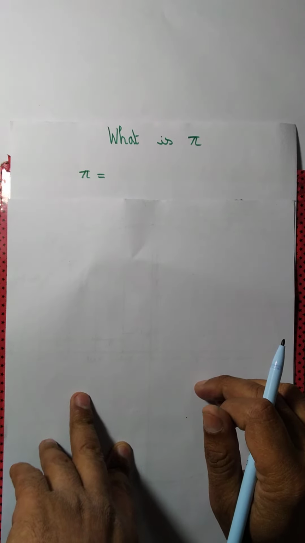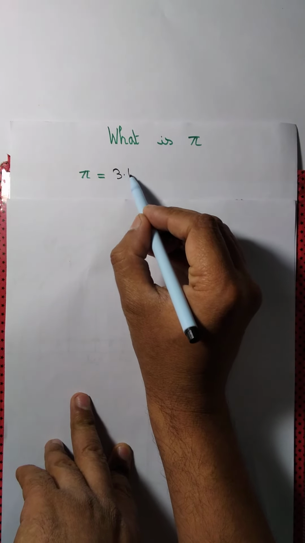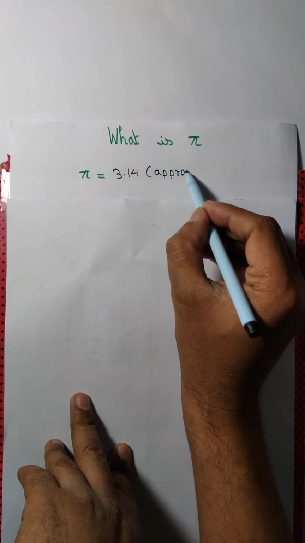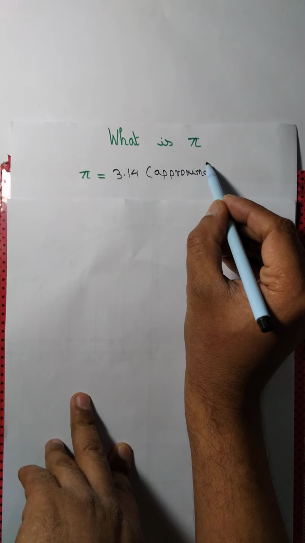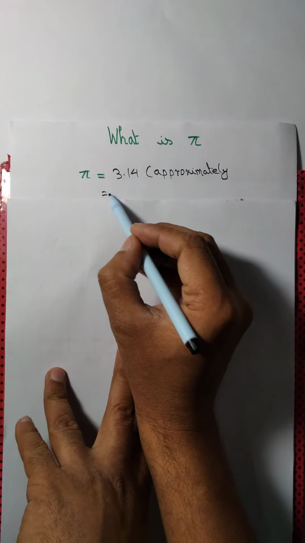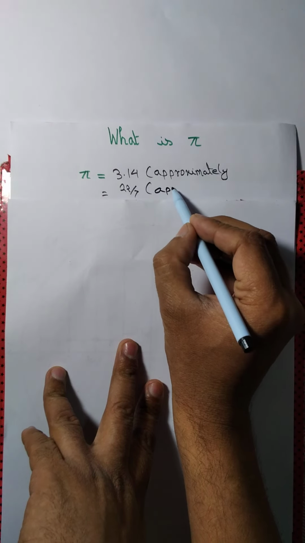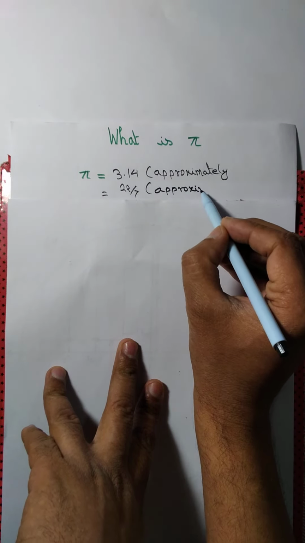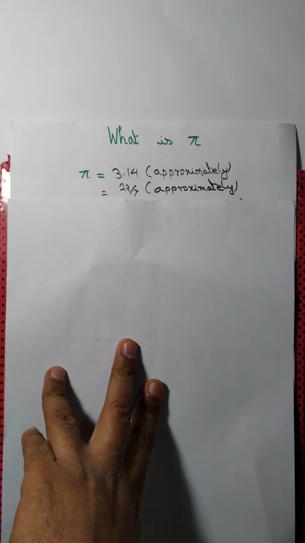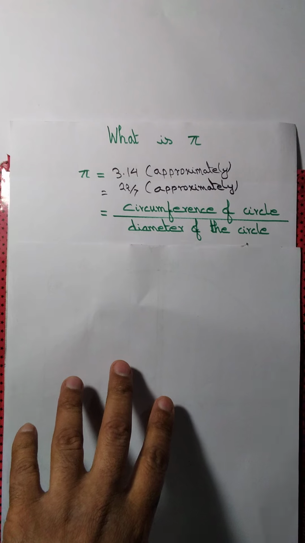Let's ask this question, what is pi? Some will say, well, pi is equal to 3.14, but they will say approximately. Others might say it's equal to 22/7. That's again approximately. So what exactly is the definition of pi? Well, it is the circumference of a circle divided by the diameter of the circle.